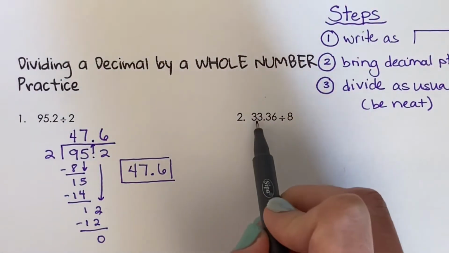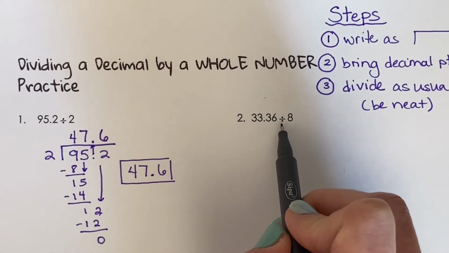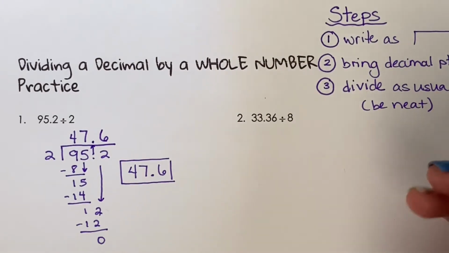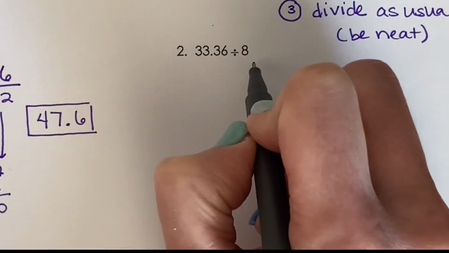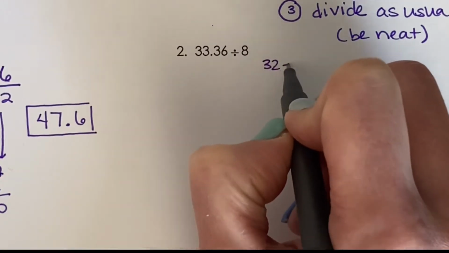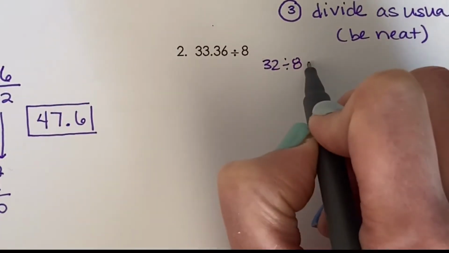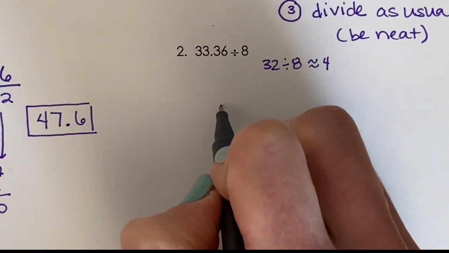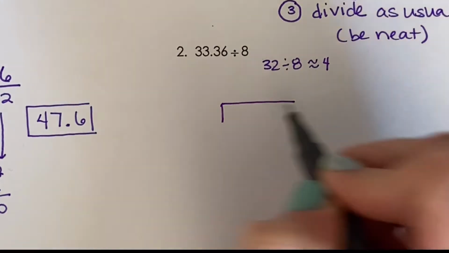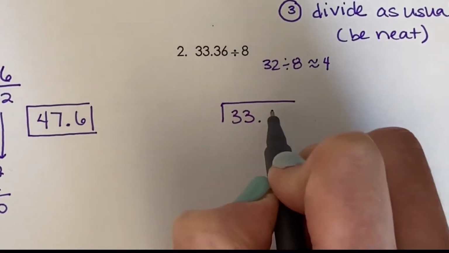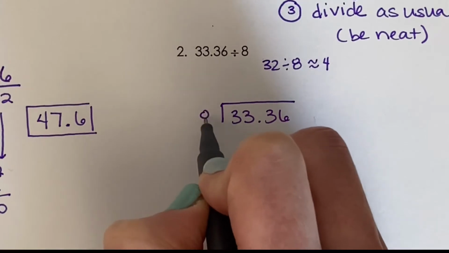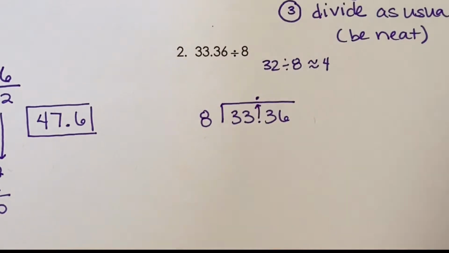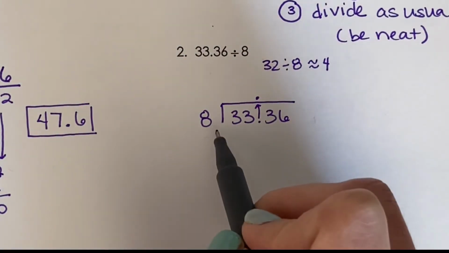Example number 2, 33.36 divided by 8. I like to estimate just to get a ballpark. I'm going to use some nice round numbers. I'm going to say 32 divided by 8 because I know 32 and 8 go together really well. My answer is going to be close to 4-ish. So I'm just going to keep that in the back of my head. I'm going to rewrite it: 33.36 divided by 8. Step number 2, bring up our decimal. Boink. Step number 3, we're going to divide like usual.